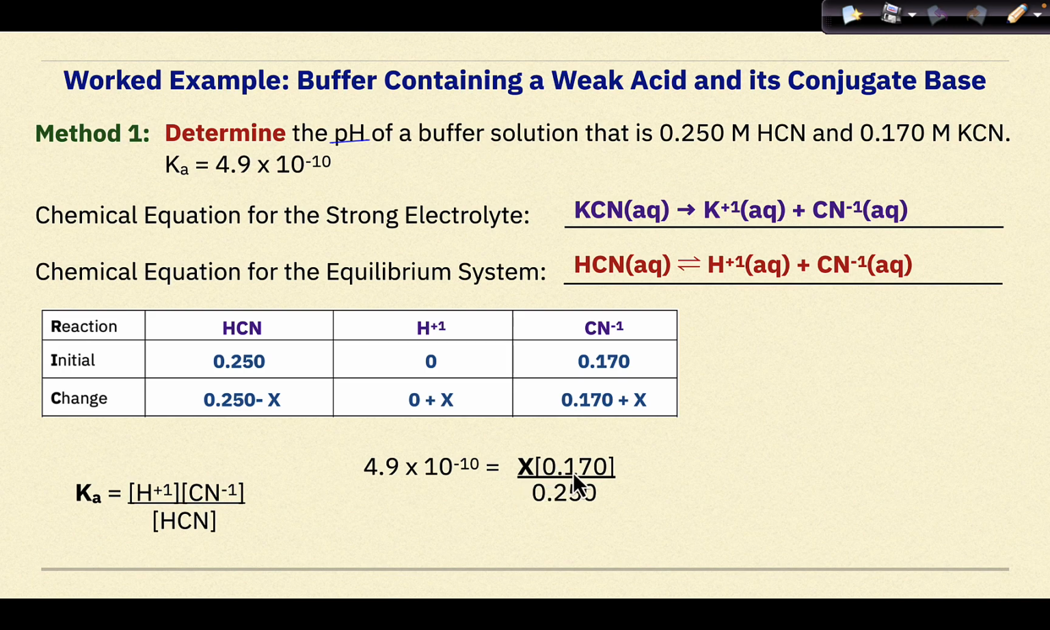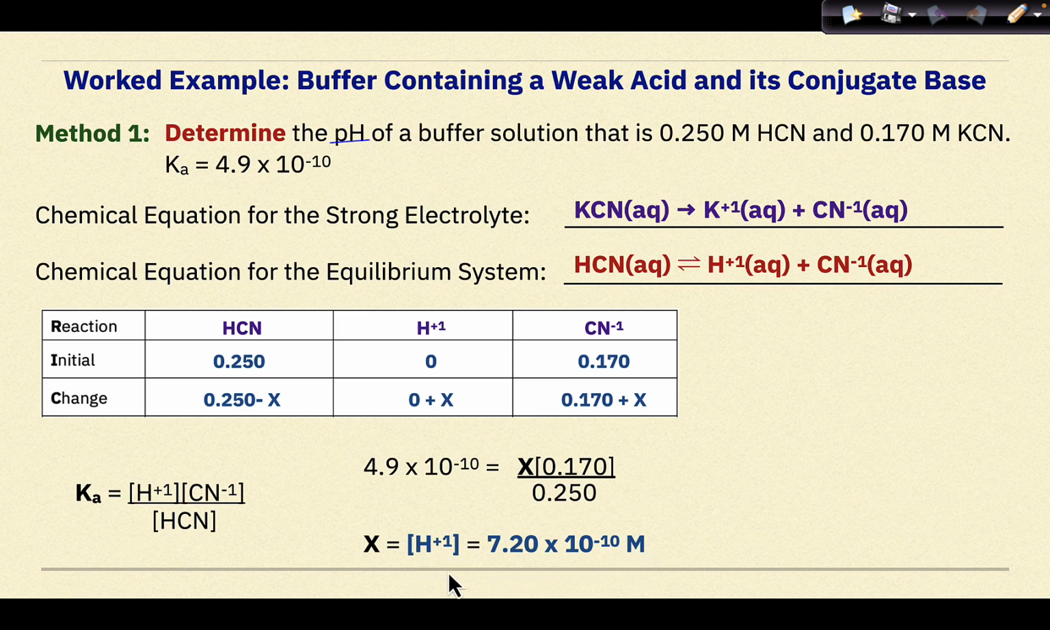The 0.170 is coming from the stimulus, and the 0.250 is the concentration of the weak acid. If we do the calculation and solve for x, x is equal to our hydrogen ion concentration, which is 7.20 times 10 to the negative 10 molar.